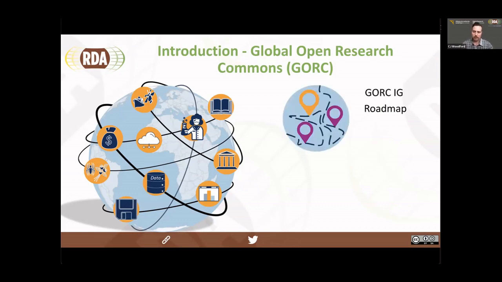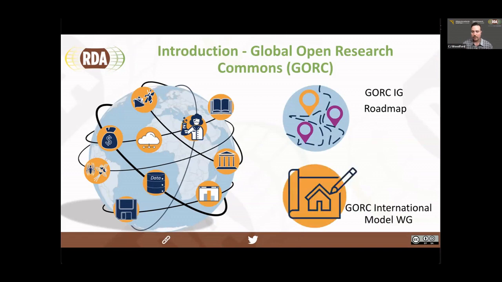There are 2 groups within RDA that work on this Global Open Research Commons idea. The first one that appeared is the interest group, and they're working on a roadmap towards how you get to a Global Open Research Commons. It's a neutral space for people who are running these research infrastructures, commons and clouds, to come together to discuss common issues and how to get towards that interoperability on a global scale. The interest group spun up a working group, which was the International Model Working Group.